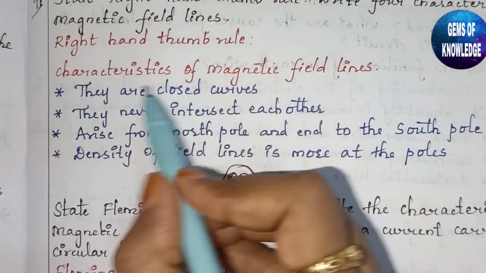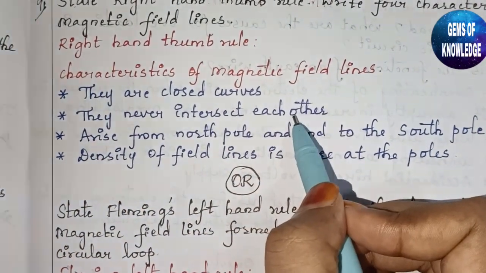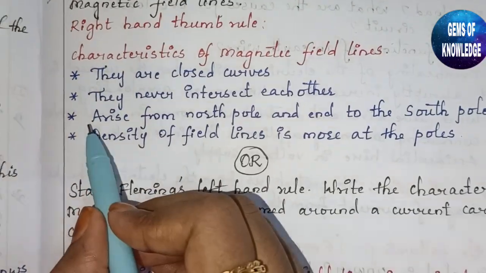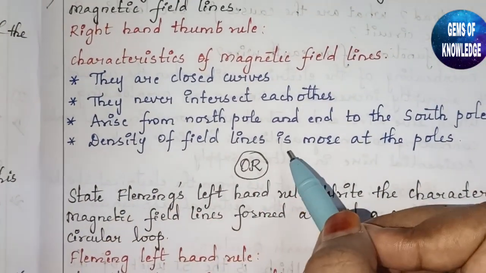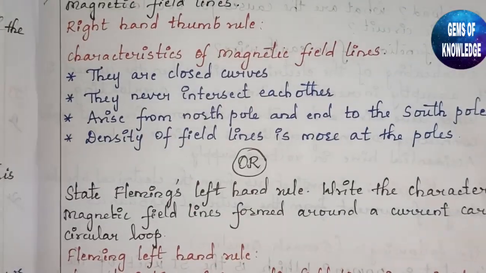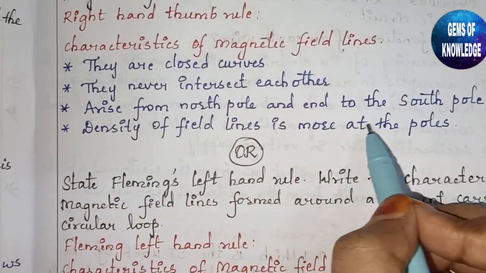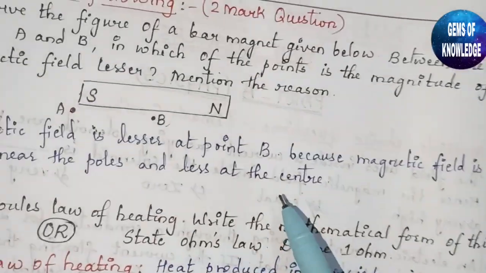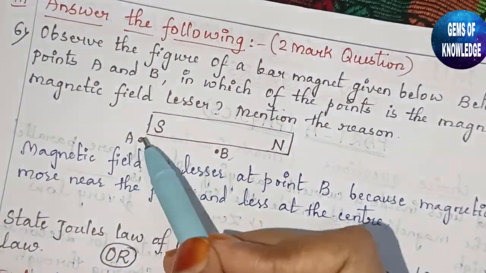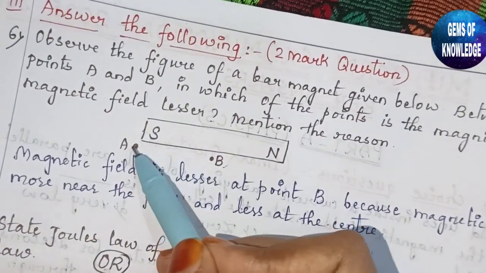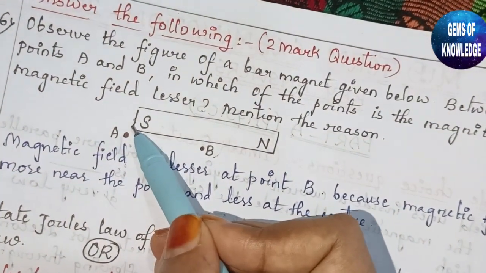They are closed curves. They never intersect each other. They arise from the north pole and end at the south pole. The density of field lines is more at the poles. That is what is asked in this question. This is just a figure diagram. So that is what I said: the magnetic field lines are more at the poles, the density is more.